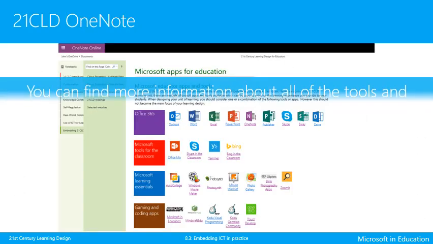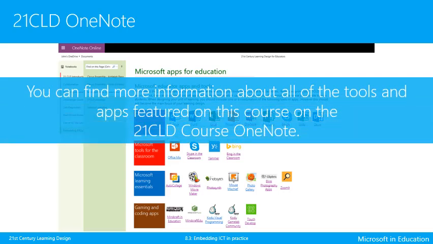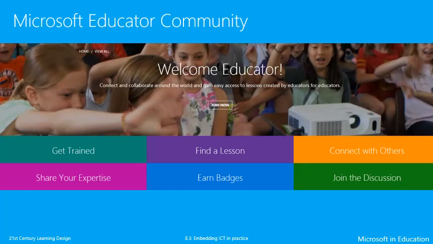You can find more information about all of the tools and apps featured on this course on the 21CLD course OneNote. Another source of inspiration and support is the Microsoft Educator community, where you can get access to courses on using these tools, share ideas, and find practical examples of effective use of ICT for learning.